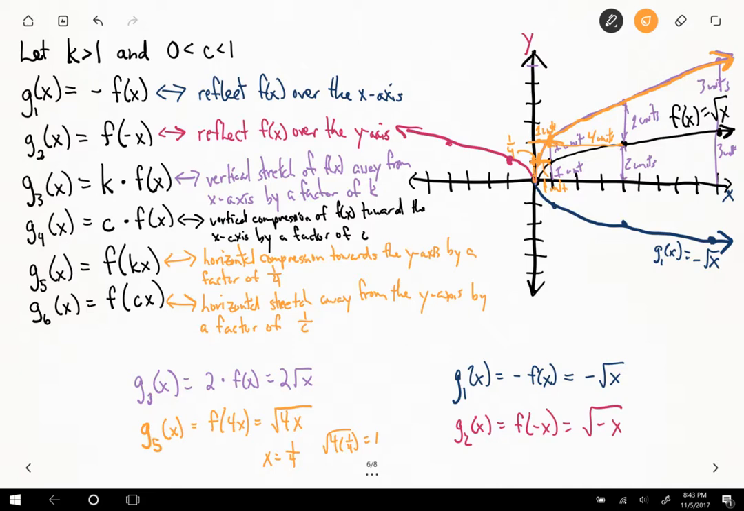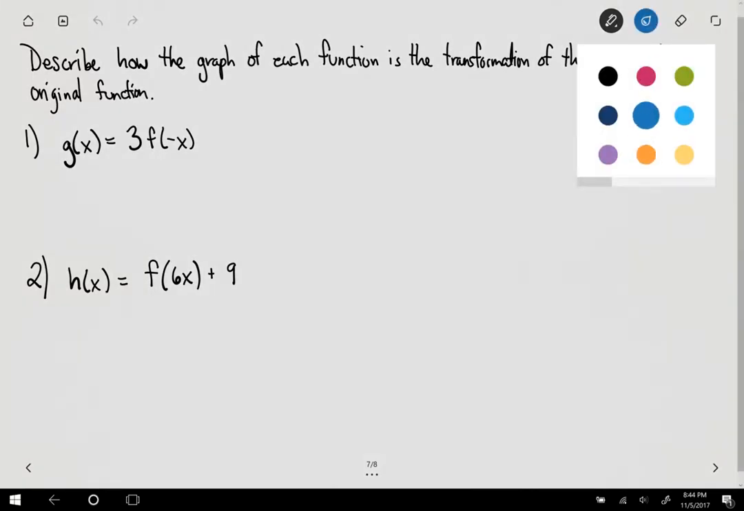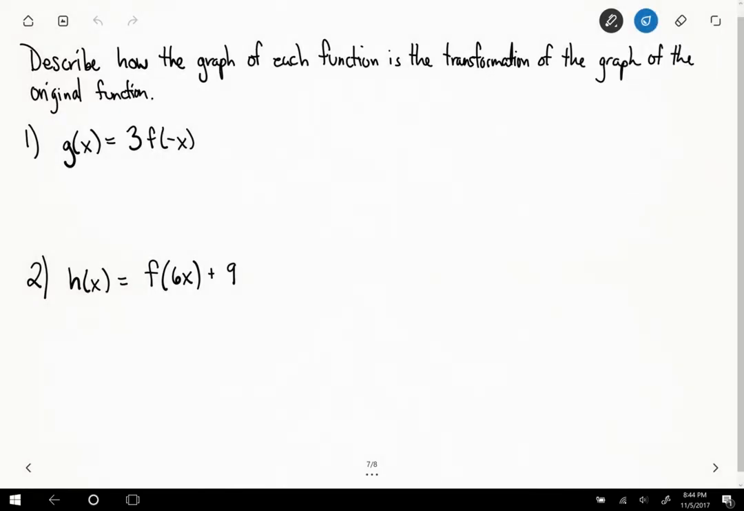So now we have all our values kind of in place, and we can start to do something with this stuff. So we have reflections, we have stretches, we have compressions, we have shifts, both horizontal and vertical. So with all that in place, we can actually start to tell what the graph is going to do. So describe how we have the graph of each function given as a transformation of the graph of the original function.